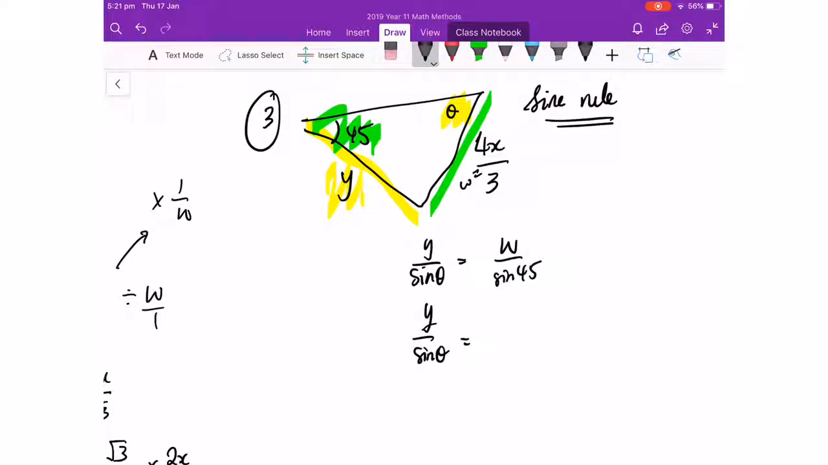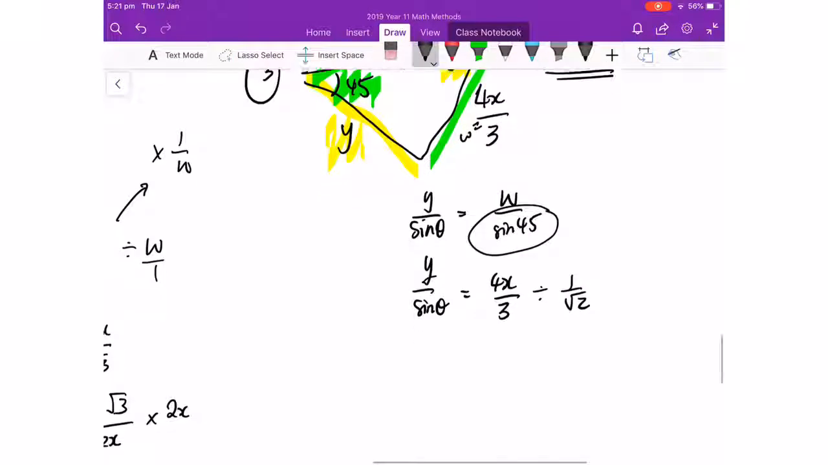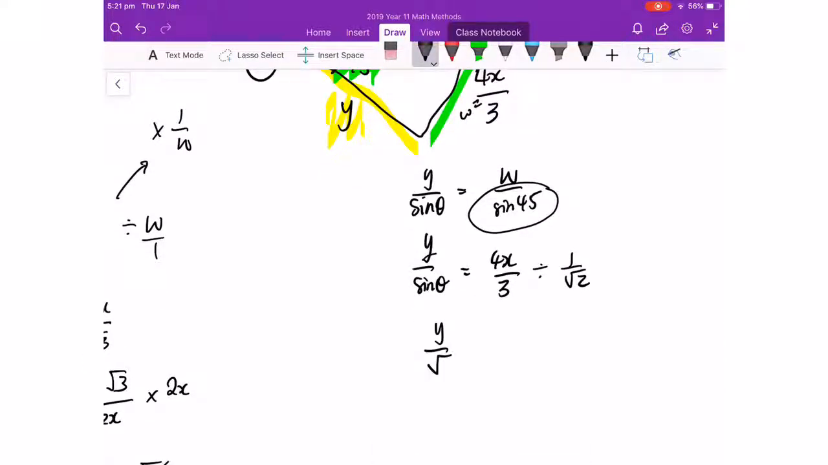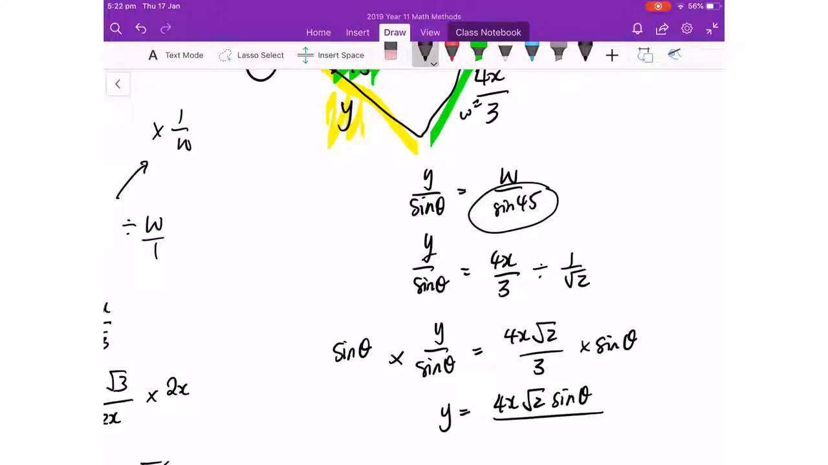So my w in this case was 4x divided by 3. I'm going to divide it by my sine 45 value. So using the exact values chart, sine 45 is going to be 1 on root 2. Because it's divided, I'm going to multiply it and flip the fraction. So that gives 4x root 2 divided by 3. And I'm just going to times by sine theta on both sides. So y is equal to 4x root 2 sine theta divided by 3.